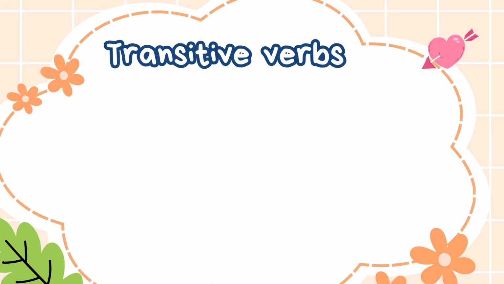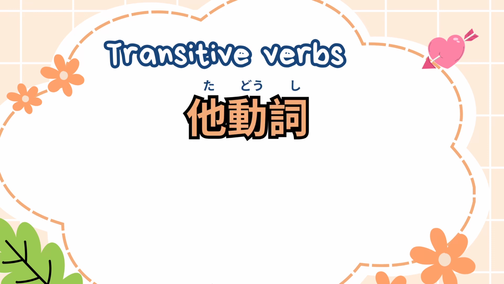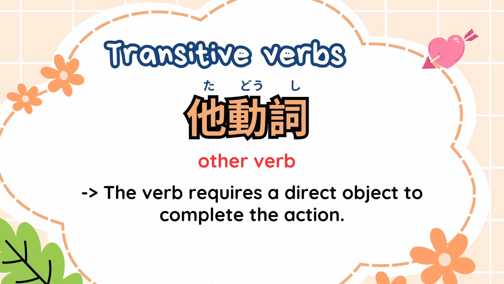Now let's talk about transitive verbs. In Japanese, transitive verbs are called tadoshi. If you break down the kanji, it means other verb. The verb requires a direct object to complete the action.